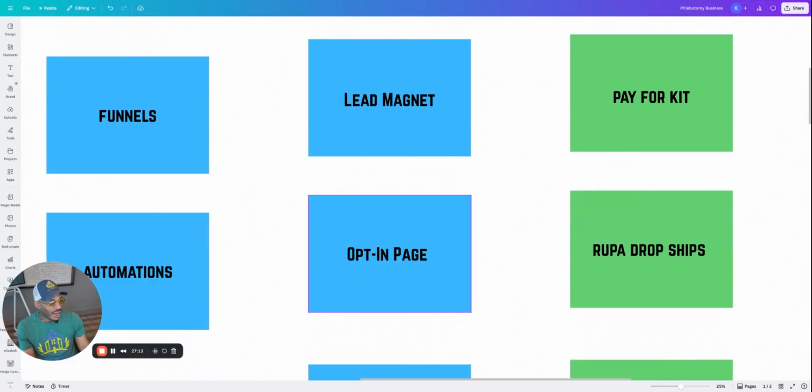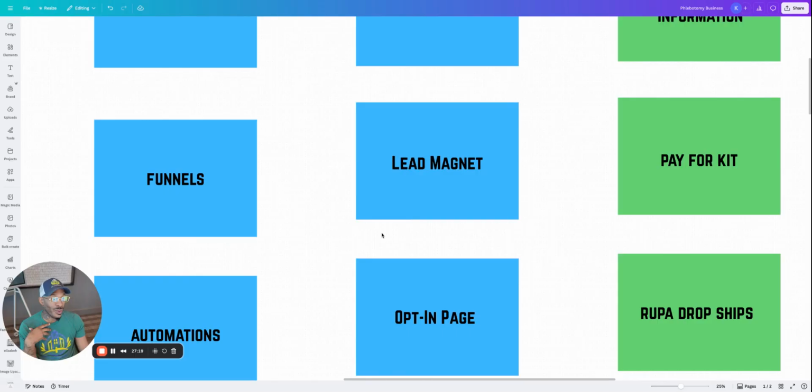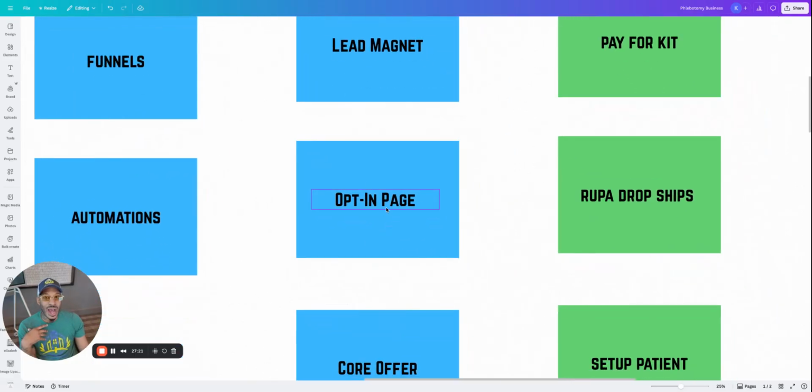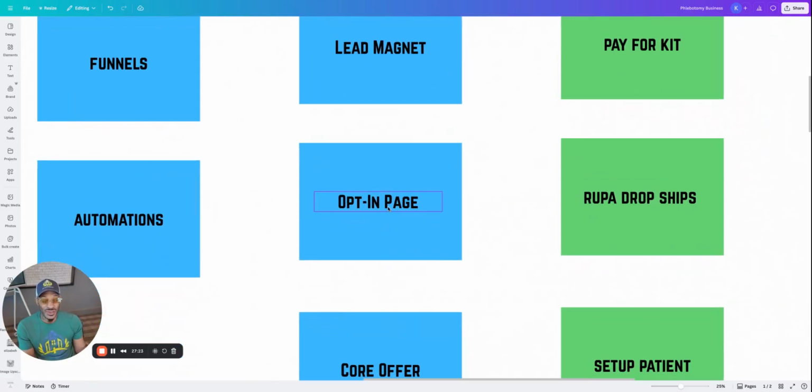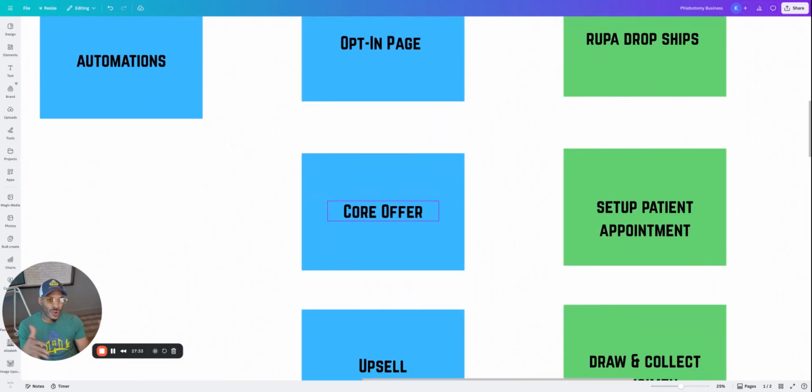Okay. And again, it works just like this. We get traffic, we create a lead magnet. They're interested. They want this lead magnet. They go into our opt-in page and opt in. They give us their first name, their last name, their email address. Okay, they opted in. Now we have their contact on our back end. And then they're going to automatically be sent to that core offer.